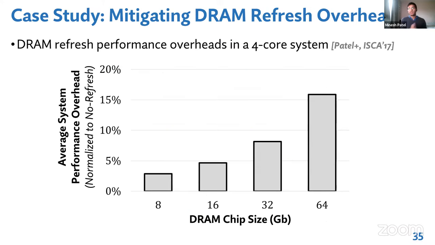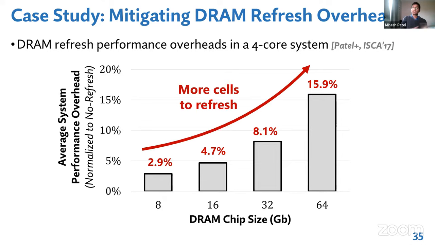Here's some data taken from a previous paper. On the y-axis here, we have average system performance overhead, which is normalized to a baseline system using no DRAM refresh. We see that for different DRAM chip sizes, the refresh overhead is actually significant. Here, the performance overhead ranges all the way up to in excess of 15% for 64 gigabit chip sizes. Essentially, this is because there are more cells to refresh.